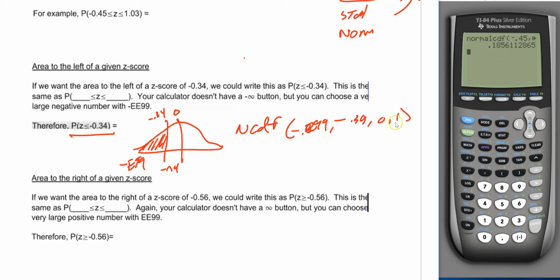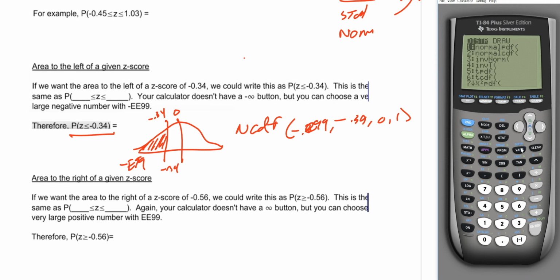Because again, we're doing a normal curve in this case. So second distribution, normal CDF, negative E. Now remember, we do the EE key right here, 99, not the exponential. And then right here, we put negative 0.34, 0, 1, because we're doing a standard normal, and you hit enter and you get your value.